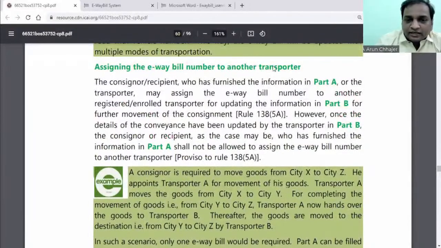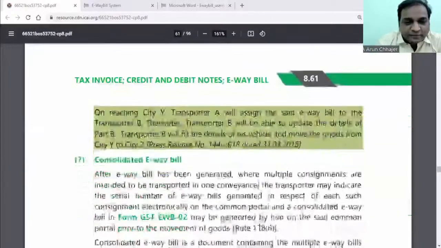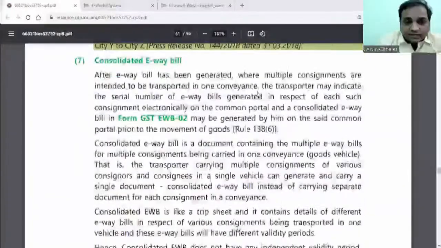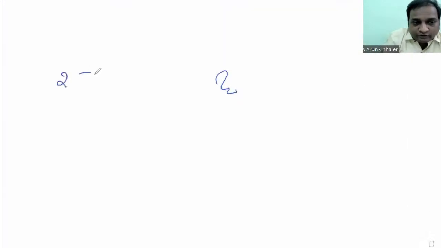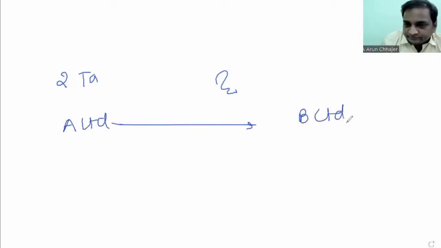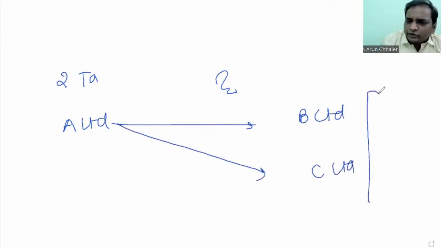Assigning the Eway Bill to another transporter, that we have completed. Now the next part is consolidated Eway Bill. Now one thing, make it clear. Suppose there are two tax invoices. I'm not talking about the bill to ship to model. Suppose there are two tax invoices. A Limited is a supplier, B Limited is a customer. A Limited is a supplier, C Limited is a customer. Both are located, say, in one location, let's say ITO, Delhi.